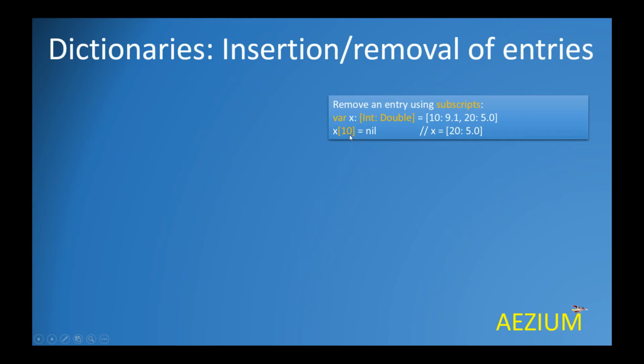What this does is it looks into the dictionary, finds the entry whose key is 10, and then removes it from the dictionary. So the outcome of this operation is shown here, where x, which used to have 2 values, is now reduced to a dictionary with only 1 entry. The first entry, which has the key 10, which is equal to this value, is now removed.